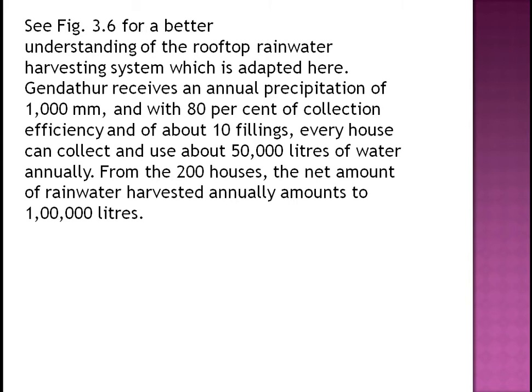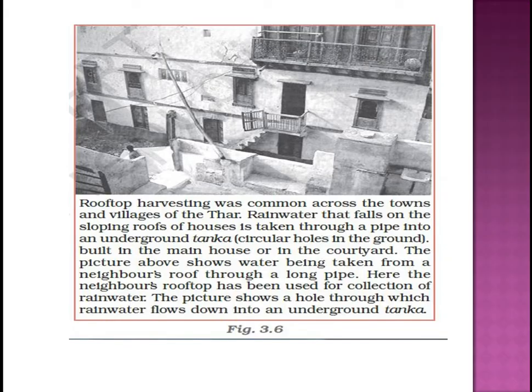Gendathur receives an annual precipitation of 1000 mm and with 80% collection efficiency, about 10 fillings, every house can collect about 50,000 liters, and you can see the data here. So this is figure 3.6. I request all the cadets, please see these kinds of interesting asides.